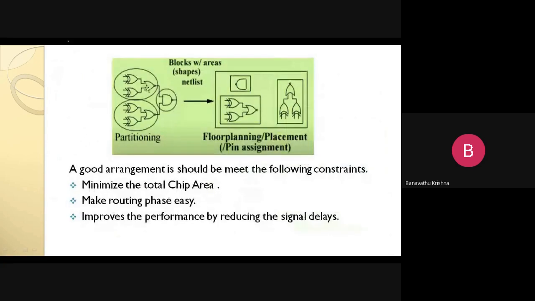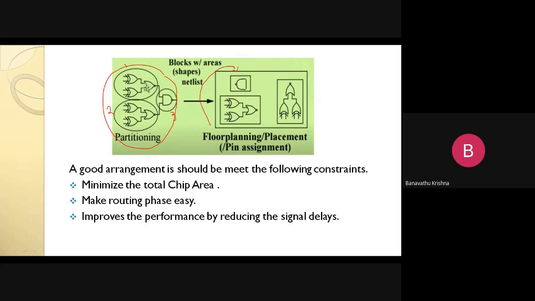So coming here, this is our circuit diagram. I want to make this circuit diagram in a floor planning and then placement. Okay. So here I want to partition this circuit diagram into three modules. This is one module here, this is the second part, and this is the third part, right? Then this is our floor planning here.